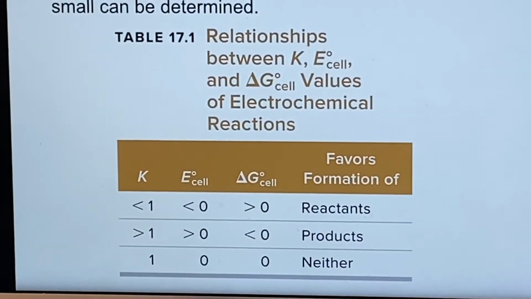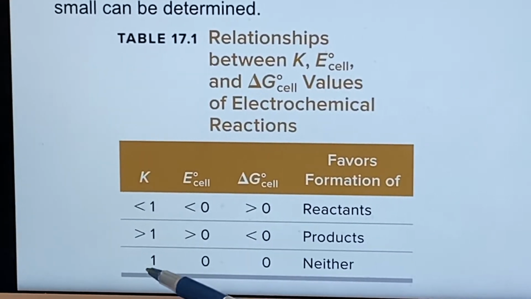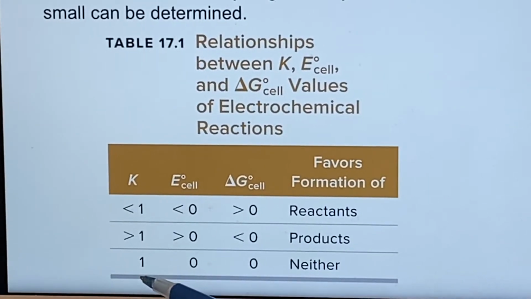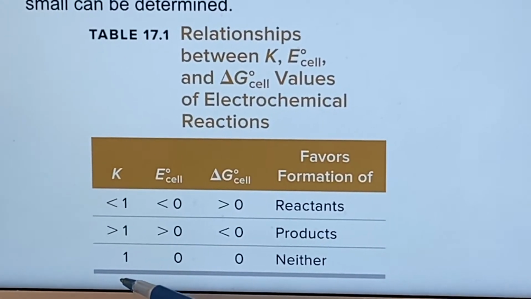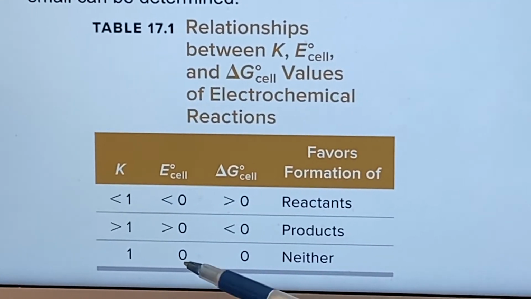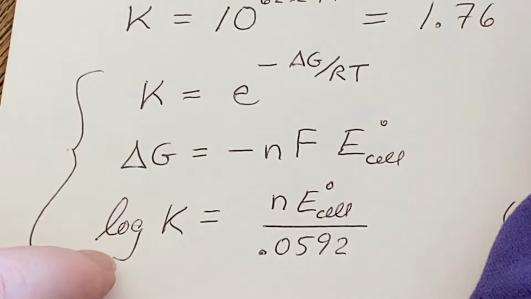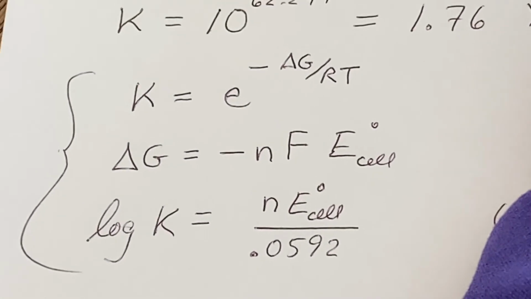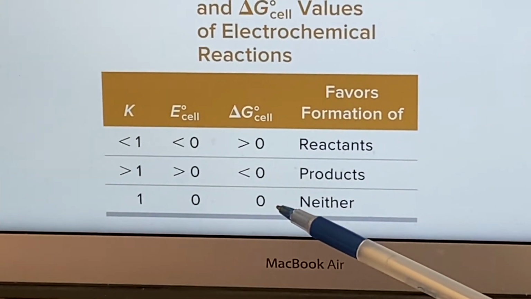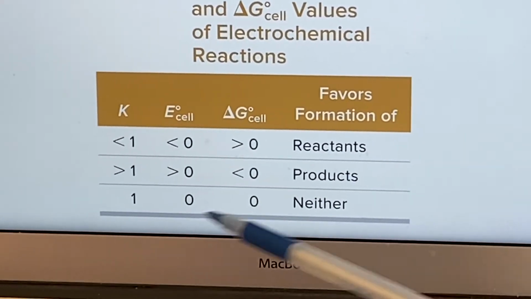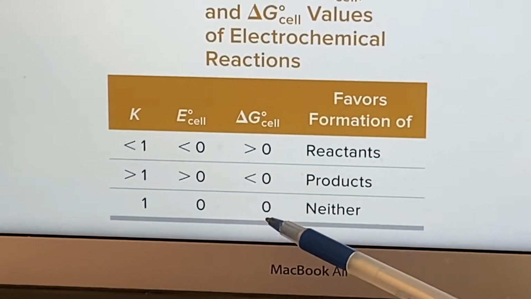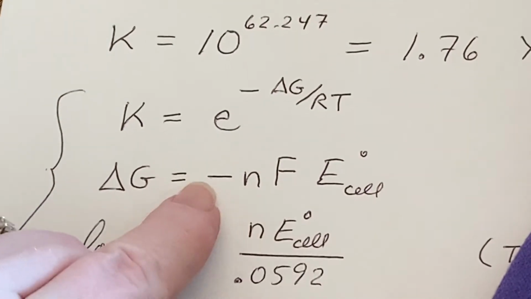I'm going to start at the bottom. If K is 1, things are in equilibrium. They favor neither the products nor the reactants. The energy of the cell ends up being 0, because the logarithm of 1 is 0. That also means we get a 0 for delta G, because it's not going either direction. It's just sitting there. We have the difference between delta G and E. It has a minus sign.